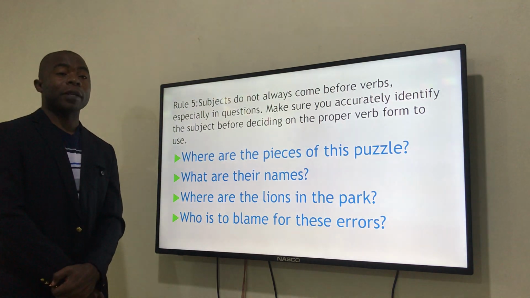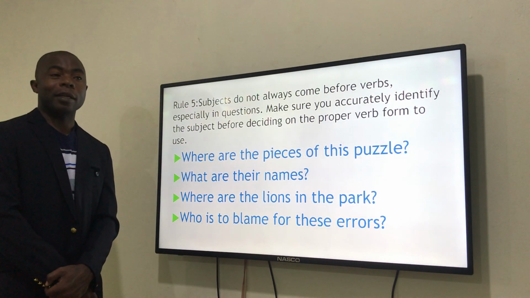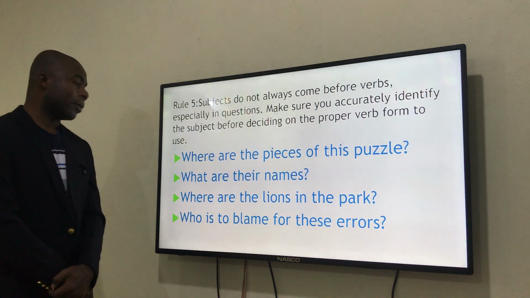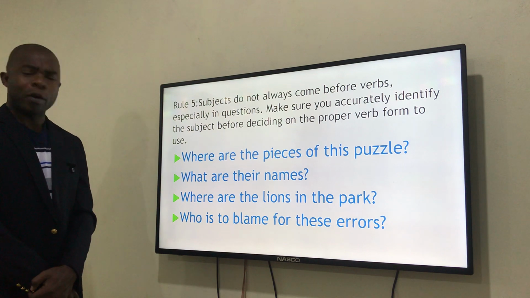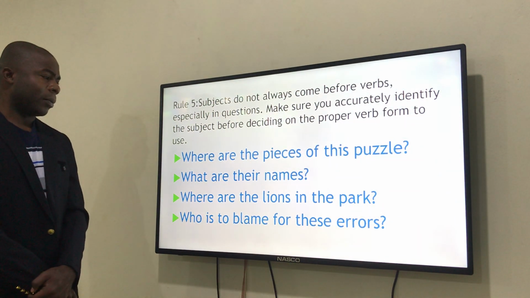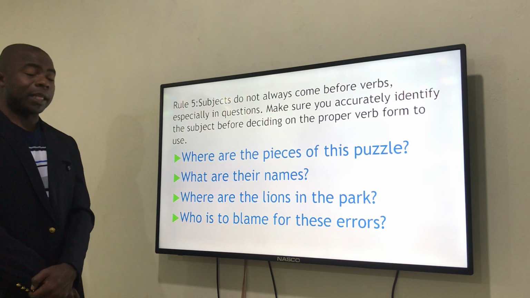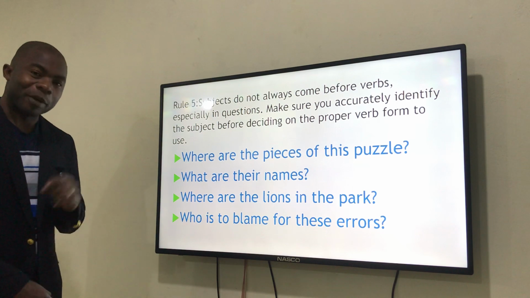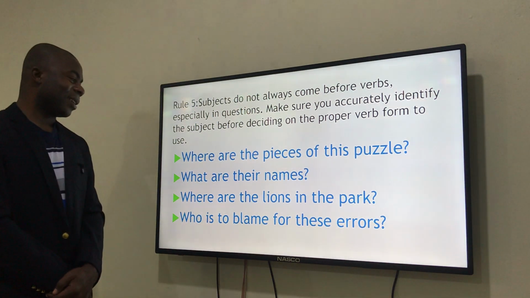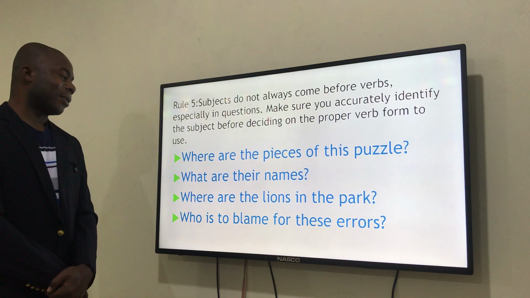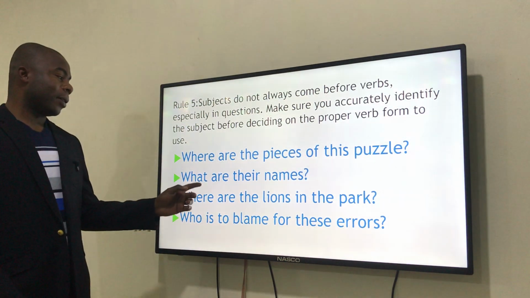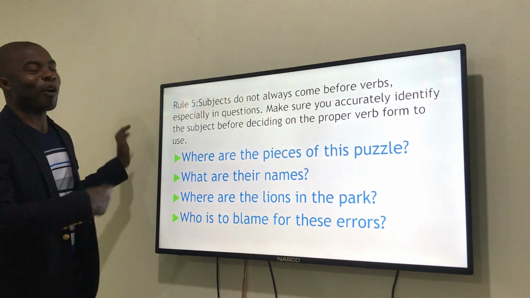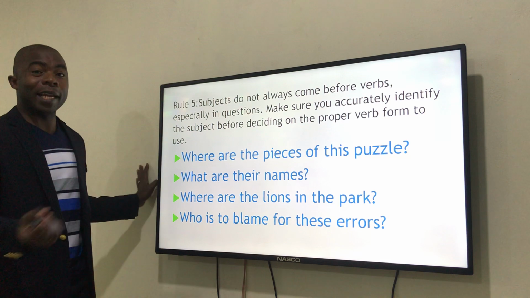Both sentences are correct because their subjects agree with their verbs. The next example: what are their names? Their names, if you see that to be the subject, beautiful. And because it is plural, the verb is are. What is his name? What is your name? A common sentence. What is your name? What are their names?